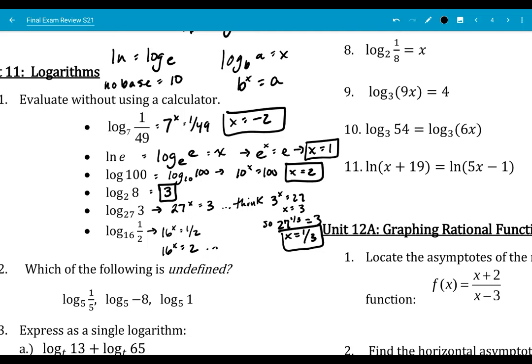So 16 to the negative 1/4, because the opposite of 4, the reciprocal of 4, and then negative. Because 16 to the 1/4 gives you 2, so then to flip 2, you have to make it negative.